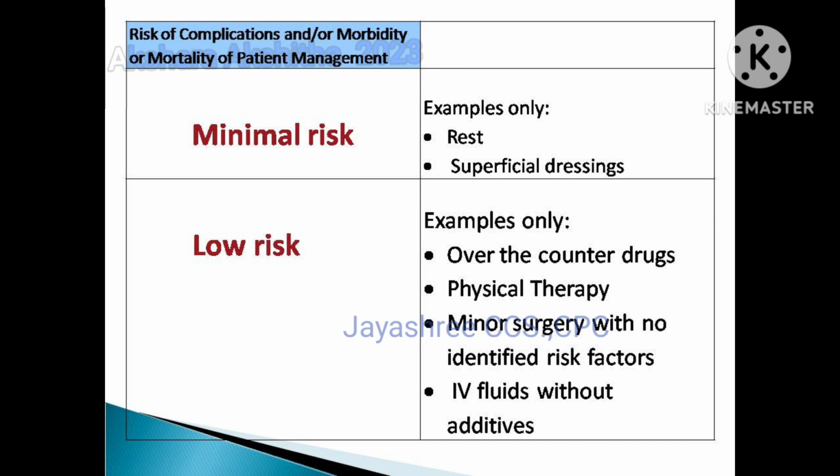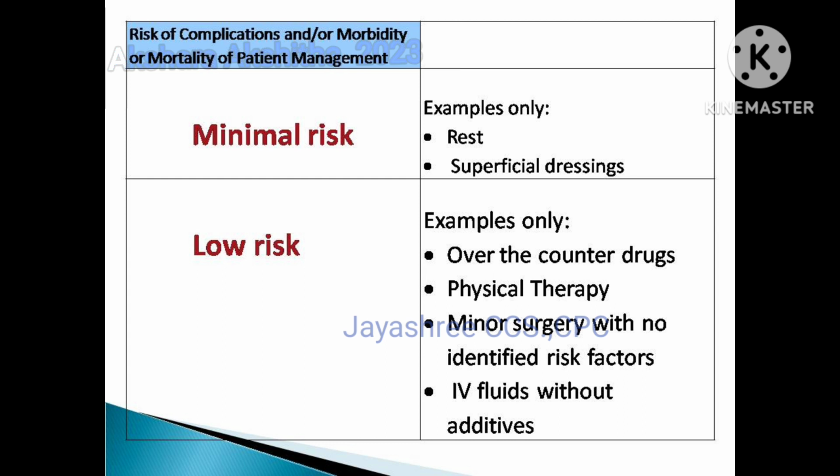For level 3, only IV fluid without additives. Okay, so if any one point is matching, then we can consider it as low risk. There is no need to focus on all points being in the medical record. Any one point is enough.